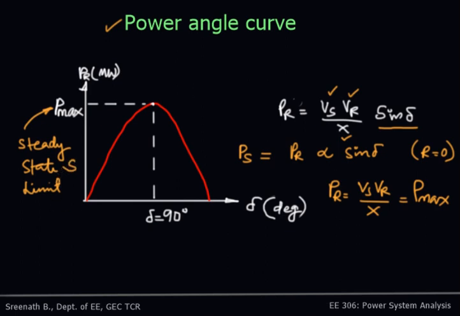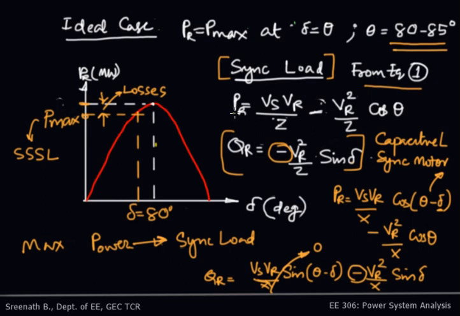So when you are considering different types of loads, you can transfer maximum power if you have a synchronous load, because you have a value of delta that can be varied. So delta can be matched to the value of theta to transfer maximum power. So with a synchronous load, we can transfer the maximum power up to a value of delta equal to 80 or 85 degrees. So this is the steady state stability limit value Pmax for the case of a synchronous motor.